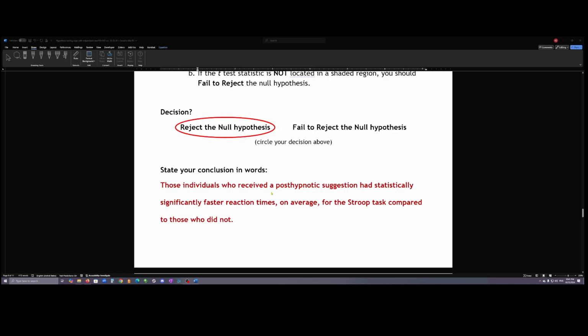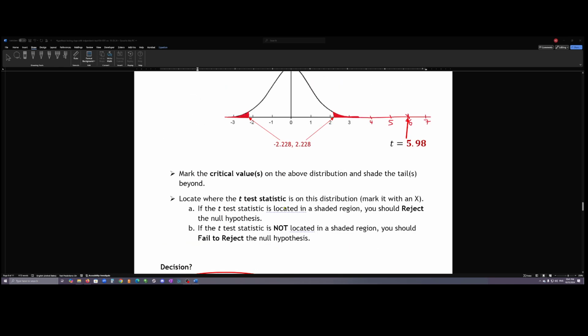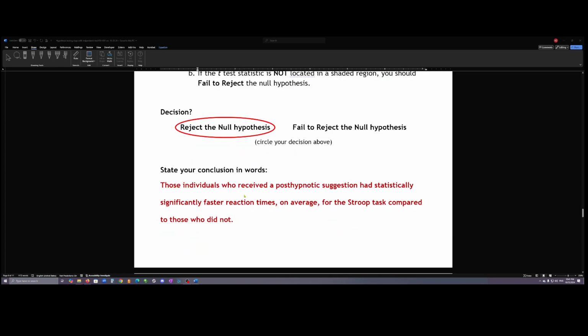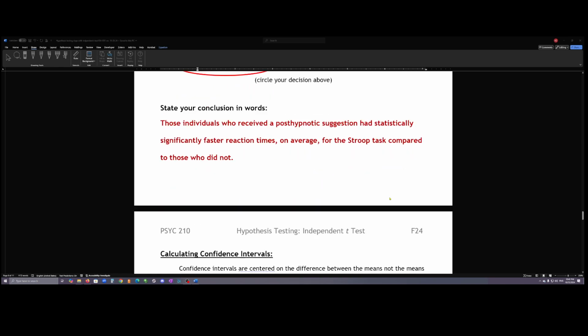And in this statement I'm sort of giving a direction because I know what the means are. The mean for the group that got the post-hypnotic suggestion was 9.5. The group that did not get the post-hypnotic suggestion had an average reaction time of 12.55, which is longer, which means they were slower. So, hence the statement here for a conclusion in terms of what happened with the hypothesis testing.